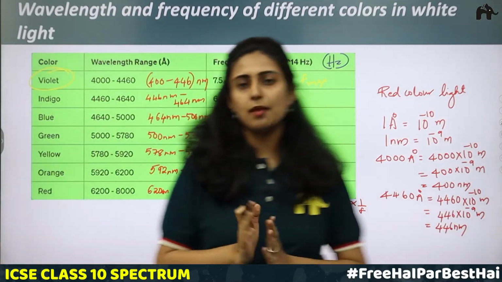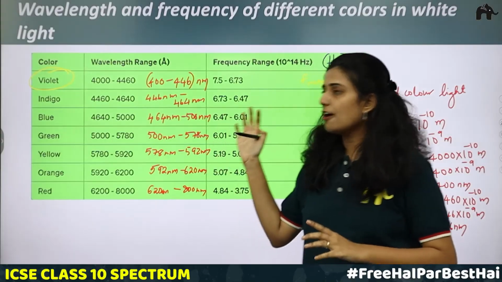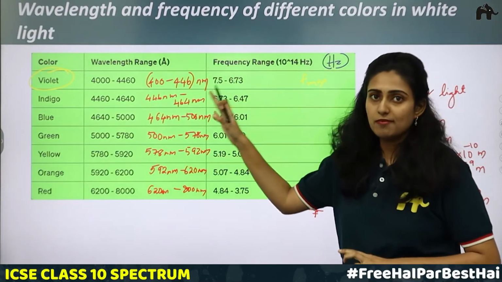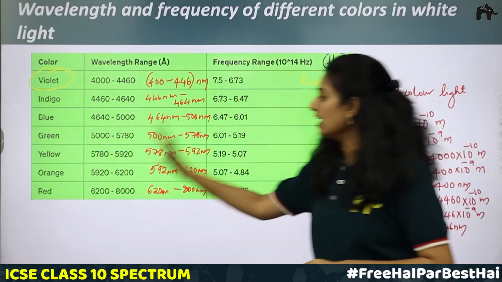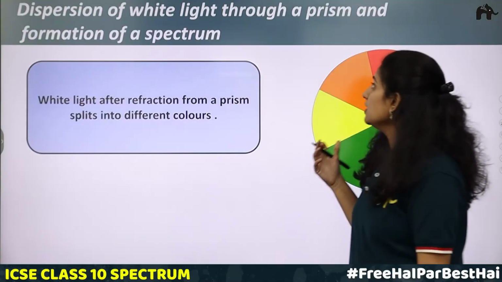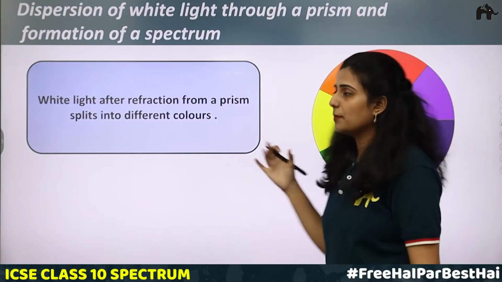Okay, so you got an idea about the wavelength and frequencies of different colors in white light. Violet is having the minimum wavelength and maximum frequency. Red is having the maximum wavelength and minimum frequency. Clear? Next, dispersion of white light through a prism and the formation of a spectrum.